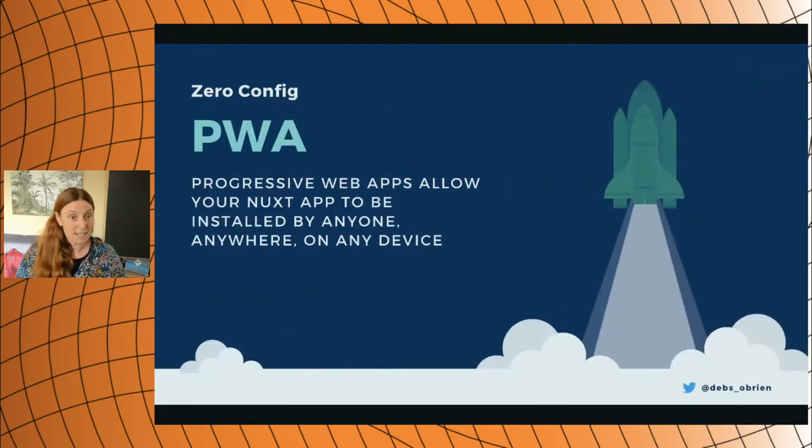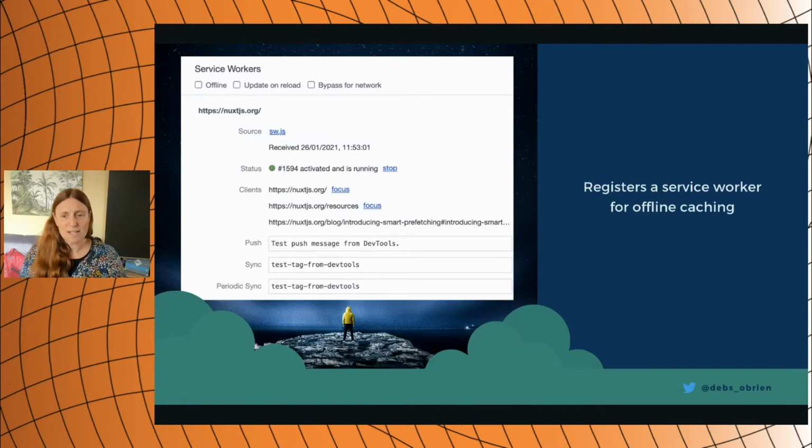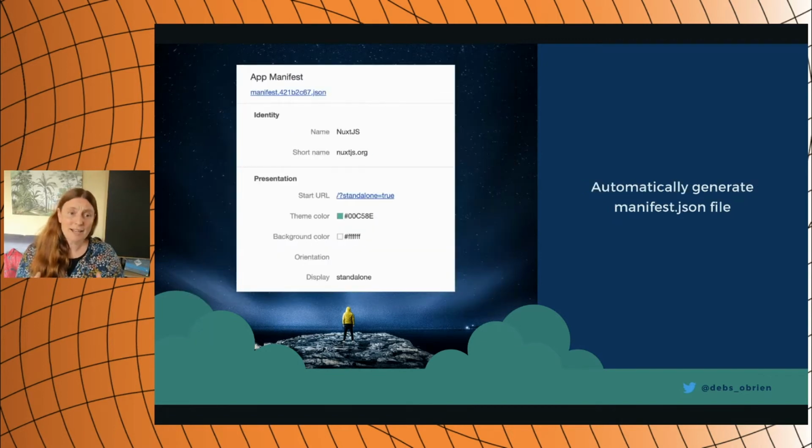So what's next? The PWA. Let's look at the progressive web app and what it means. The progressive web app allows your Nuxt app to be installed by anyone, anywhere, on any device. That's kind of cool. So what it does is the module registers a service worker for offline caching, and you can see in the dev tools, you can actually inspect it and see the service worker that's going on, and it's working behind the scenes for you. And you get an app manifest, and this is automatically generated.